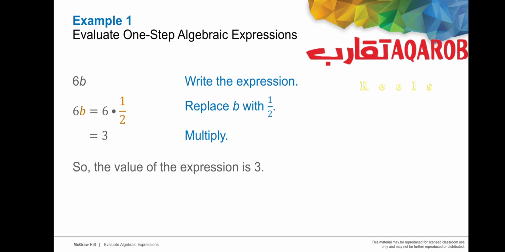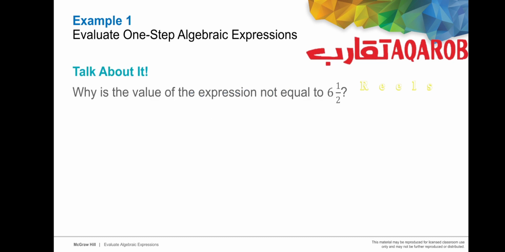When you replace the variable by its value. So here, as we said before, when you divide 6 by 2, since actually 6 is the numerator and 2 is the denominator, the answer will be 3. Now, why is the value of the expression not equal to 6.5?